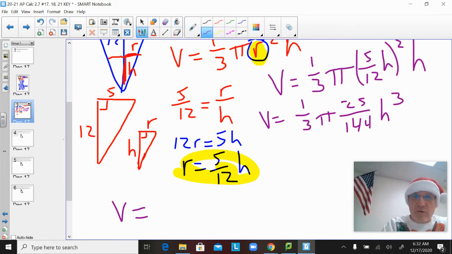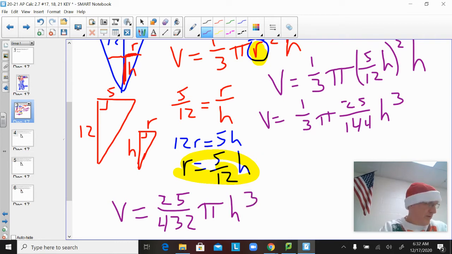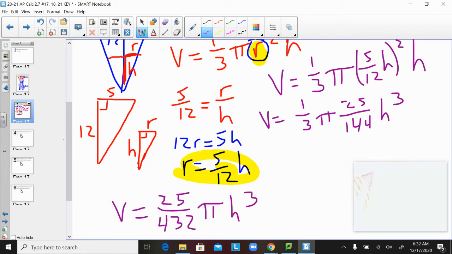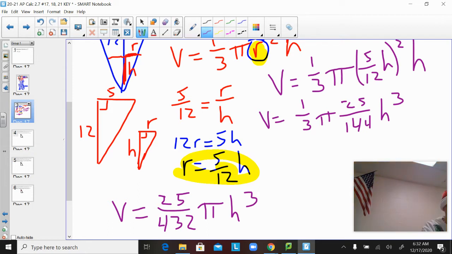1/3 times 25 over 144 is in fact 25 out of 432, I believe, pi h cubed. Make sure that matches. It does. Notice now that pi is not in the denominator, as opposed to our final answers where it might be. So just be careful where you write that.